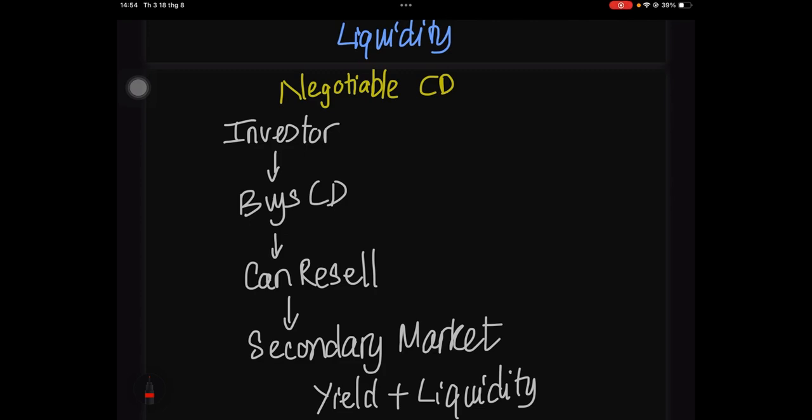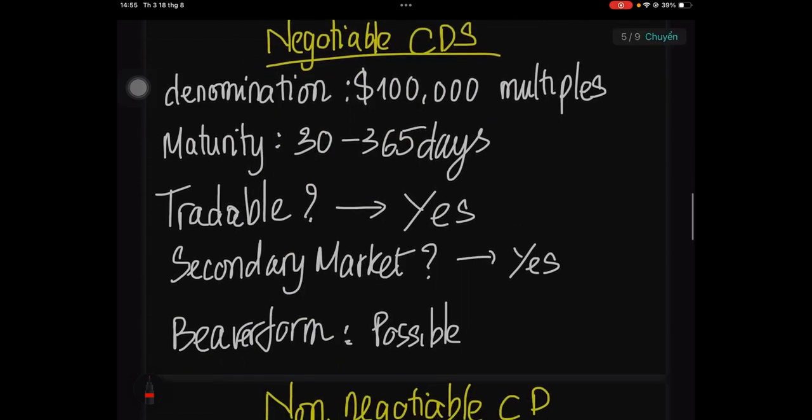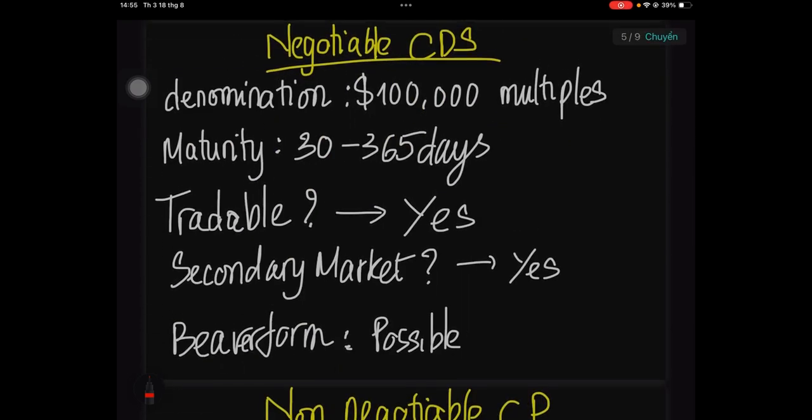They provide two things simultaneously: yield and liquidity. You earn interest from holding the instrument while still having the possibility of selling it before maturity. The source material highlights several characteristics of negotiable CDs. They are typically issued in large denominations, commonly multiples of $100,000. Their maturities range from approximately 30 to 365 days, and most importantly, they can be resold in the secondary market.